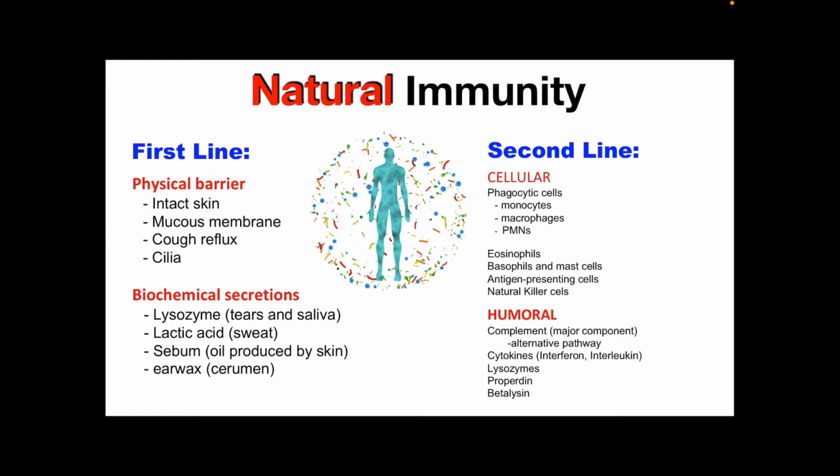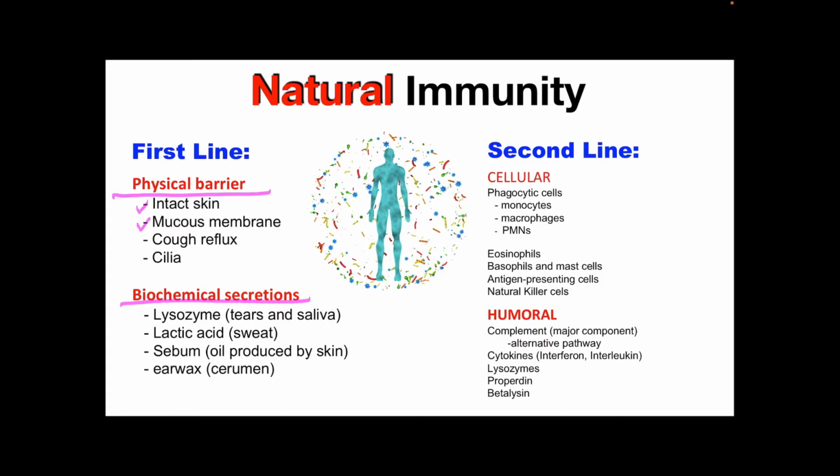So again, as I have mentioned, the natural or innate immunity includes the first line and the second line of defense. For the first line, we have the physical barrier and the biochemical secretions. For the physical barrier, we have the intact skin. This intact skin includes the keratinization of the upper layer of skin and constant renewal of the skin's epithelial cells. And also, there is normal flora present in our skin that helps us eliminate invading pathogens that might cause skin infections. And also, we have the mucous membrane.